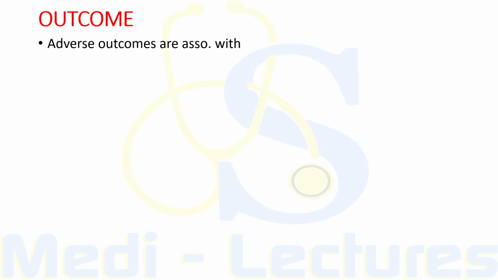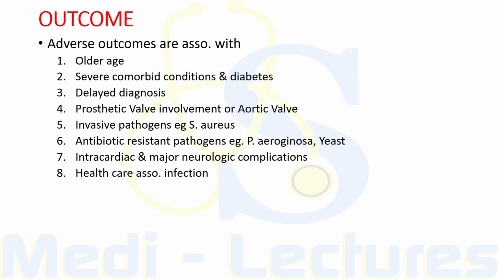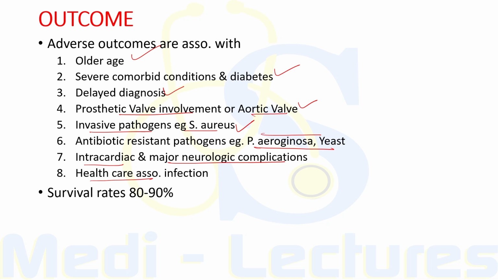Now let's discuss the outcome of infective endocarditis. So firstly, adverse outcomes are associated with older age, severe comorbid conditions, and if a patient is diabetic, delay in diagnosis, prosthetic valve involvement or aortic valve involvement in cases of native valve, invasive pathogens like Staph aureus, which causes acute infective endocarditis, antibiotic resistant pathogens like Pseudomonas aeruginosa, yeast, intracardiac and major neurological complications, and healthcare associated infection which leads to resistant infections. When we consider survival rates in developed countries, these are around 80 to 90%.